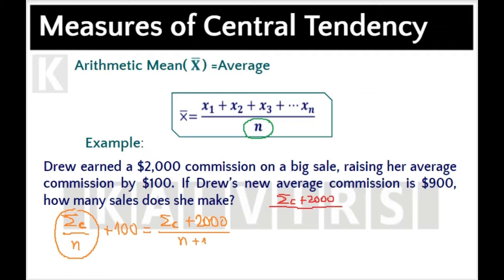Her new average commission is $900. So we can do the following. The sum of commissions plus $2,000 equals 900 times n plus 900. Finally, the sum of her commissions before the $2,000 commission is 900 times n minus 1,100.